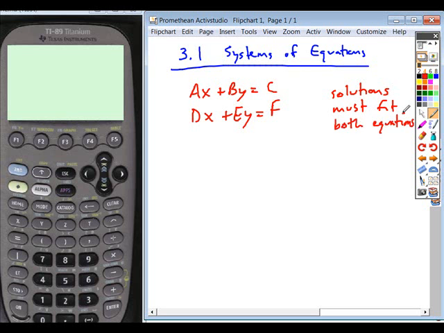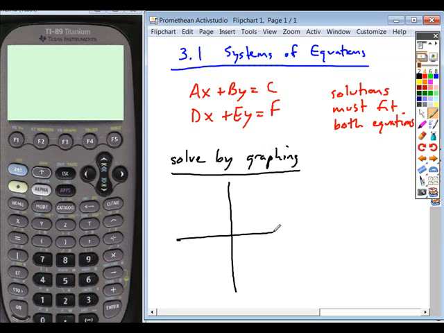And so when you're looking for a system of equations, basically what you're looking for is the intersection of two sets of solutions. So it's the ones where they both fit, or they both are solutions. And so one way to look at this is to solve by graphing. If you are solving by graphing, basically what you do is you sketch your graphs, you try to find out where the intersection point is, and that is your solution to both equations.